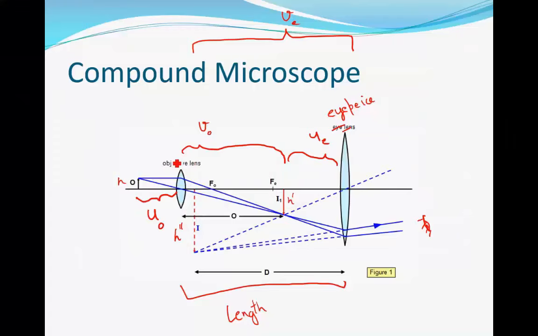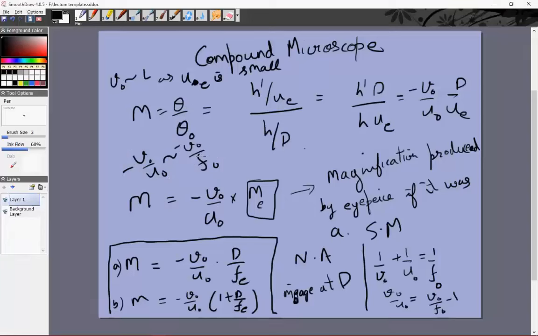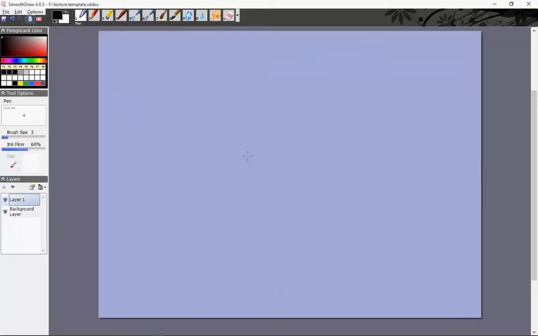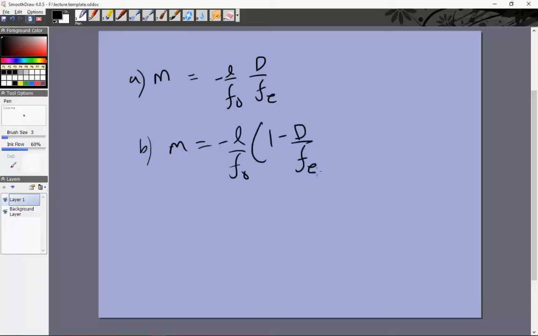So we've taken 2 assumptions. This focal length is very small and this length is very small. And generally you can vary the length of the telescope such that these 2 conditions are met. In that case, we can just write this as minus L by F naught. So the equation we get finally is M is equal to minus L by F naught times D by Fe in the first case, normal adjustment, and minus L by F naught times 1 plus D by Fe in the second case.